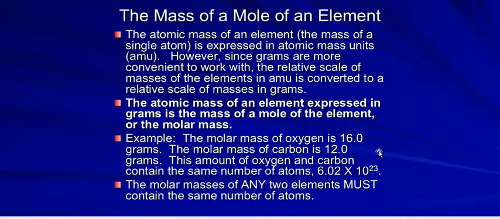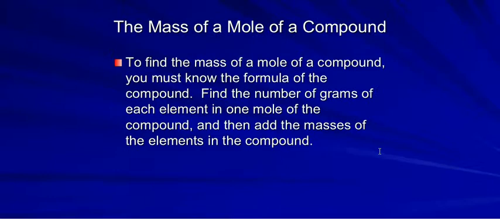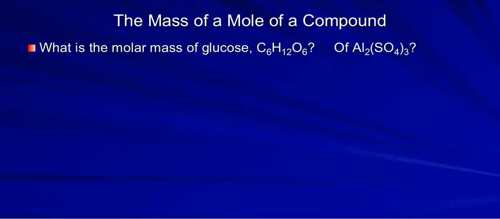For example, the molar mass of oxygen is 16.0 grams, and the 16.0 comes from the periodic table. Molar mass of carbon is 12.0 grams. Again, 12.0 from the periodic table. And I always round those molar masses to the tenths place, so to 1 decimal place. To find the molar mass of a compound, you have to know the formula. So let's look at an example where you're given the formula and we're asked to find the molar mass.